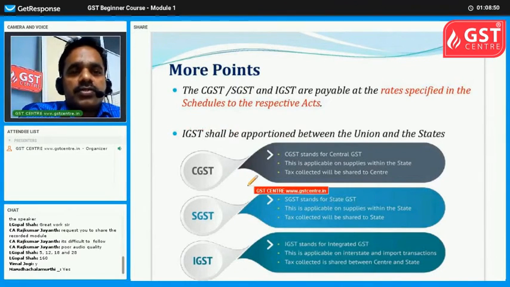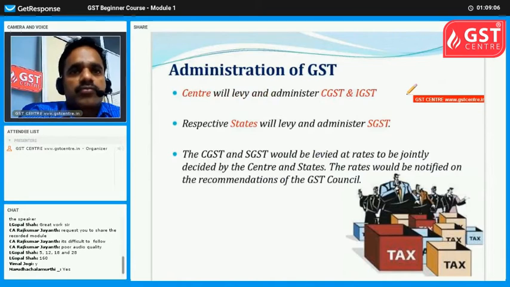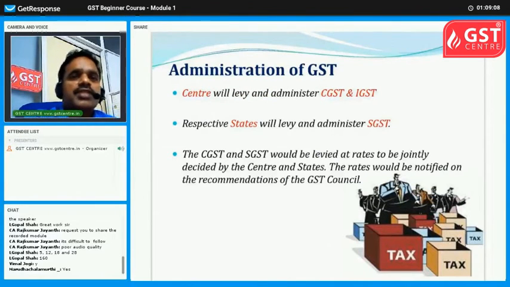Thank you, Murthy sir. So there are three components: CGST, SGST, and IGST. To repeat, CGST is for the central government, SGST for the state government, IGST for both the central government and state government. Then administration of GST. Administration is done by the central government for both CGST and IGST, and the respective state governments will administer SGST.